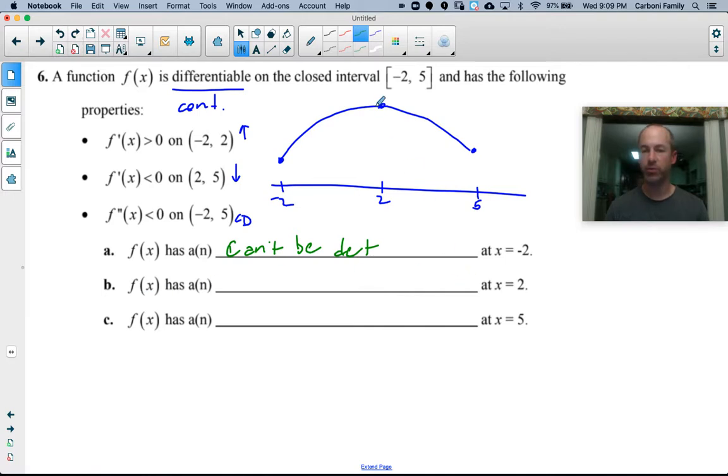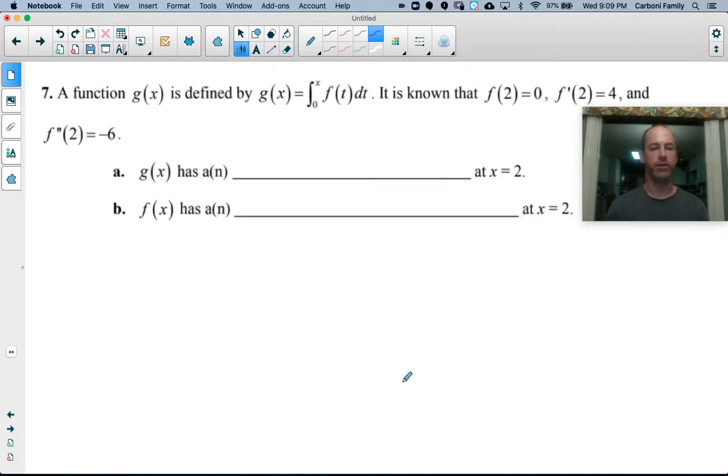What about at x equals 2? That one is our absolute max. And at x equals 5, again, can't be determined because we don't have enough information to know the amount of increase or decrease on those intervals.